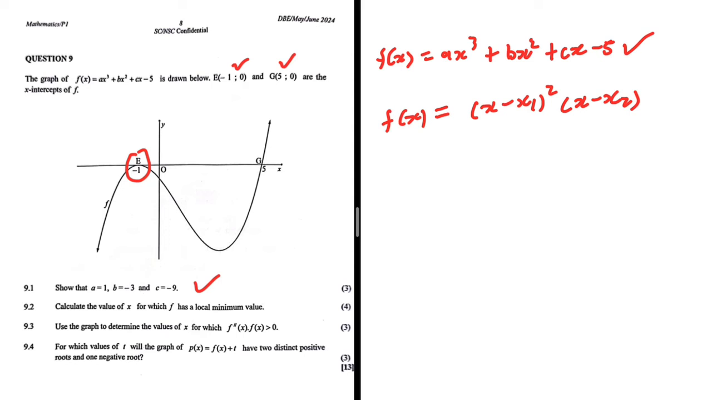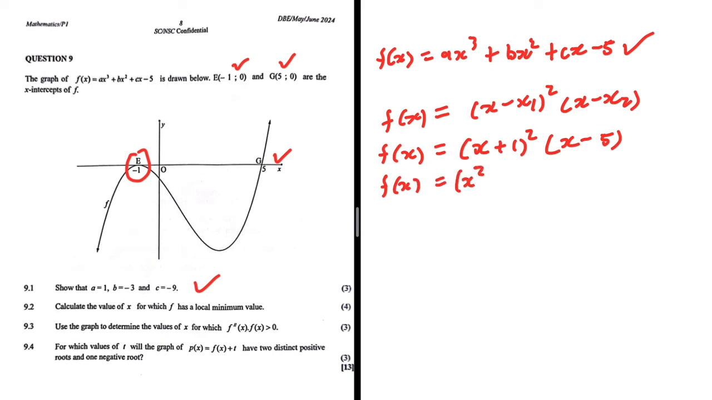again, if and only if it also serves as a turning point. So by saying that, we're going to have f of x being equals to x minus minus 1, so that is x plus 1. We square that multiplied by x minus 5, the other x-intercept. So f of x will be equals to, what is x plus 1 squared? That is x squared plus 2x plus 1. You multiply that by x minus 5.